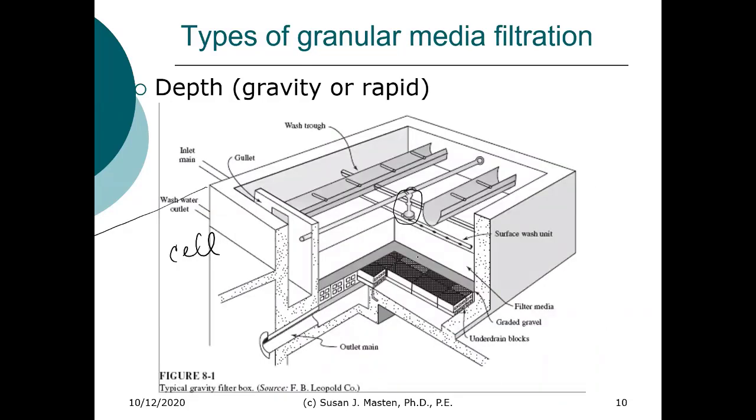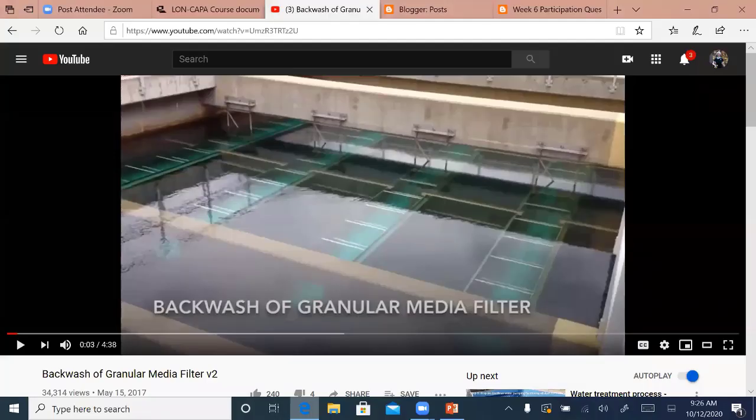So we have these wash troughs. You can see the surface wash unit here. We have the filter media here, a graded gravel support, underdrain blocks, and then we have the laterals within that system.